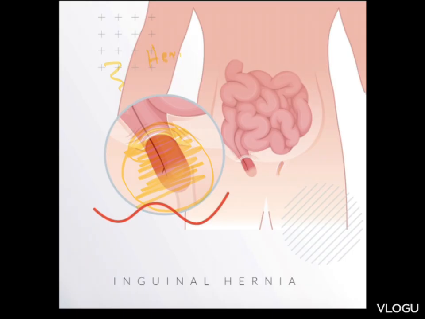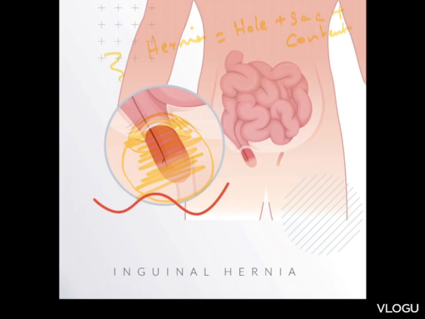In a simple definition, if any doctor asks you, hernia is hole plus sac plus content. For example, we can see here small bowel protruding through a weak abdominal wall. So that is the main simple definition. Okay, so this is the hernia.